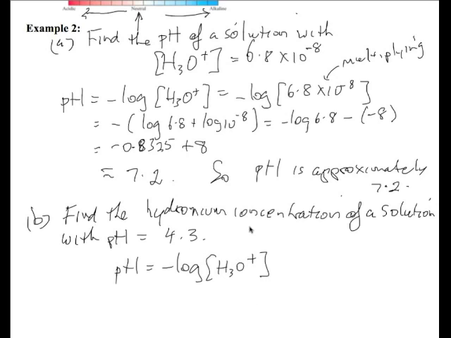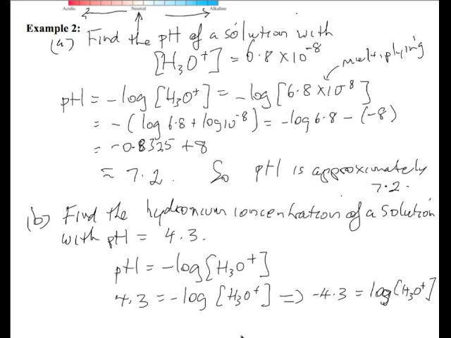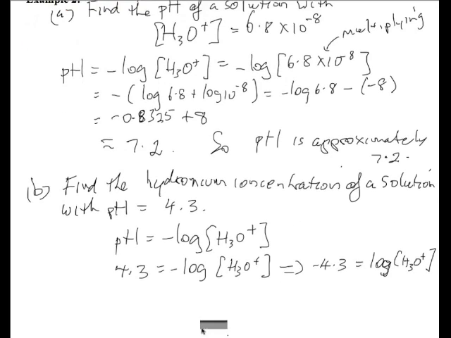Now this time we have the pH, so what we have is 4.3 is equal to negative log of the hydronium concentration. So really we're having to work backwards here now. If I put the negative on the other side, this implies negative 4.3 is the log of the hydronium concentration. Now, how do we undo a log?